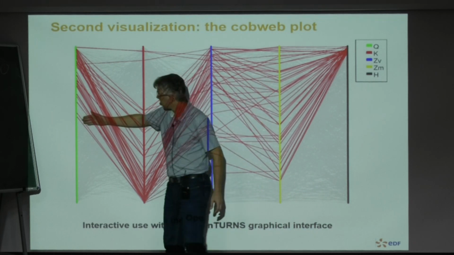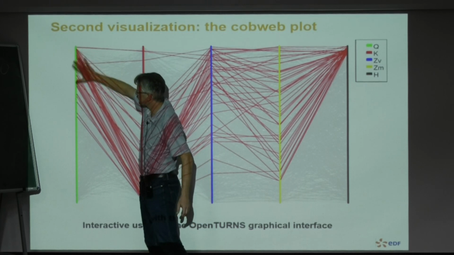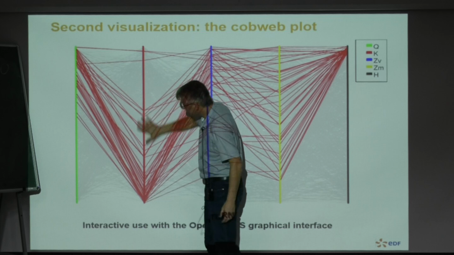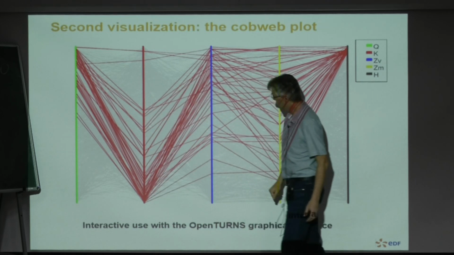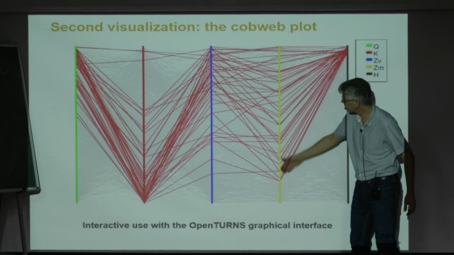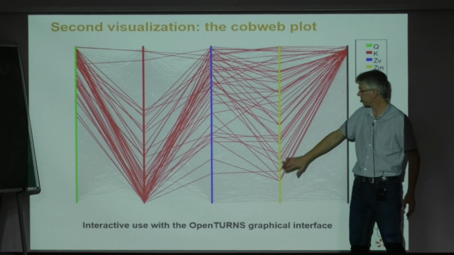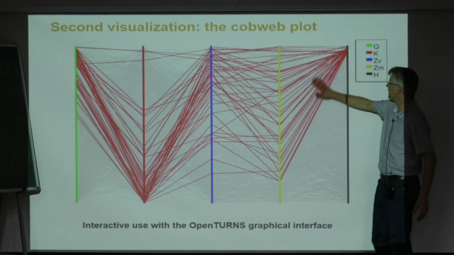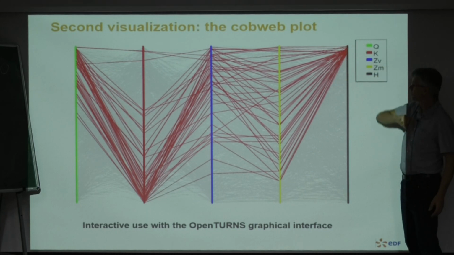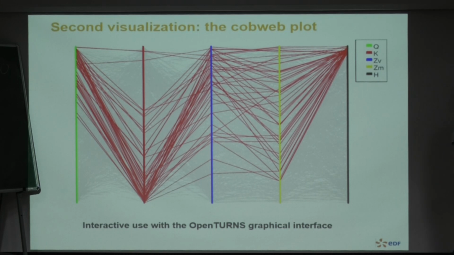So you see, for high values of the output, the red lines come from large values of these inputs, and small values of this one, and rather large values of this one. And here, it's rather totally dispersed. So this input has no influence for the high values of this output. This is what we can conclude. I think it's a useful tool for exploratory data analysis.